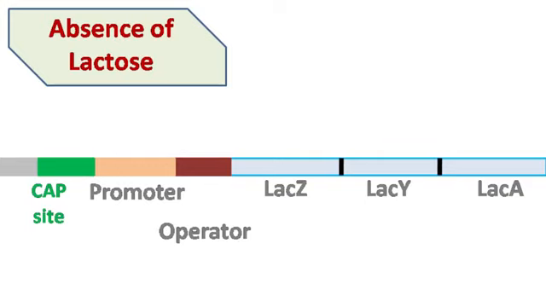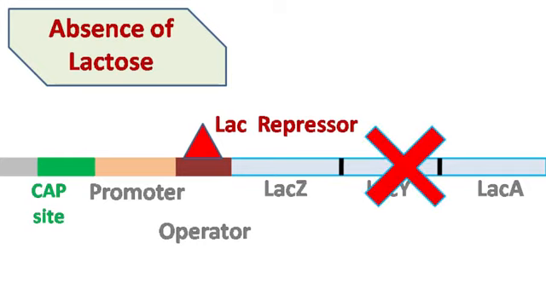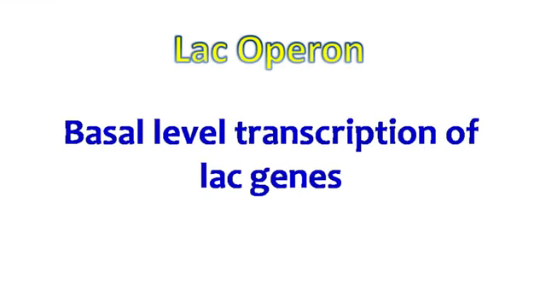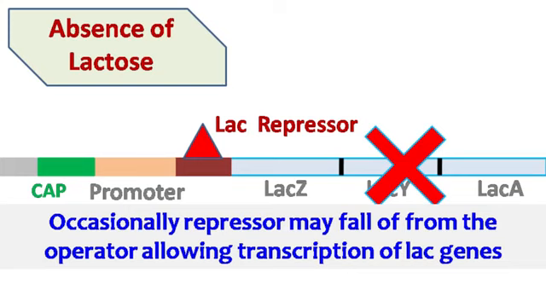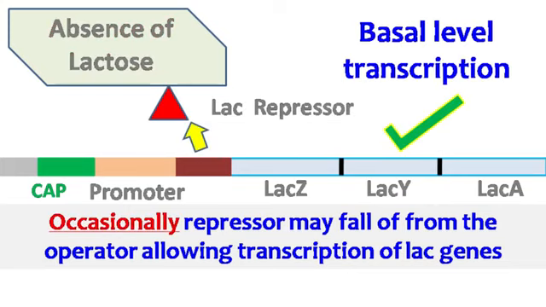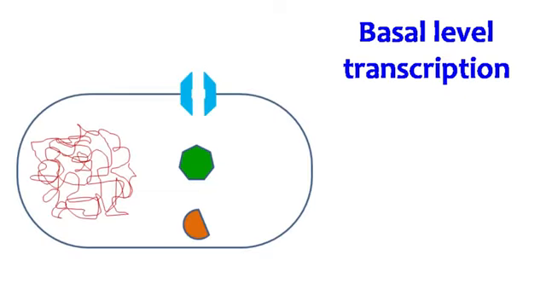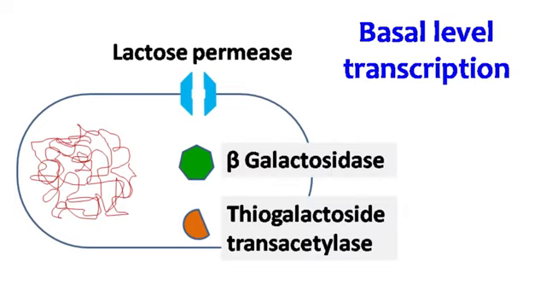In the absence of lactose, the operator is occupied by the Lac repressor. This ultimately shuts down the Lac Operon genes. Basal level transcription: sometimes, even in the absence of lactose, the repressor may fall off from the operator, allowing the transcription of Lac genes. This occurs because the binding of the repressor with the operator is not permanent. Because of basal level transcription, there is always some amount of lactose permease, beta-galactosidase, and thiogalactoside transacetylase enzyme present in the cell.